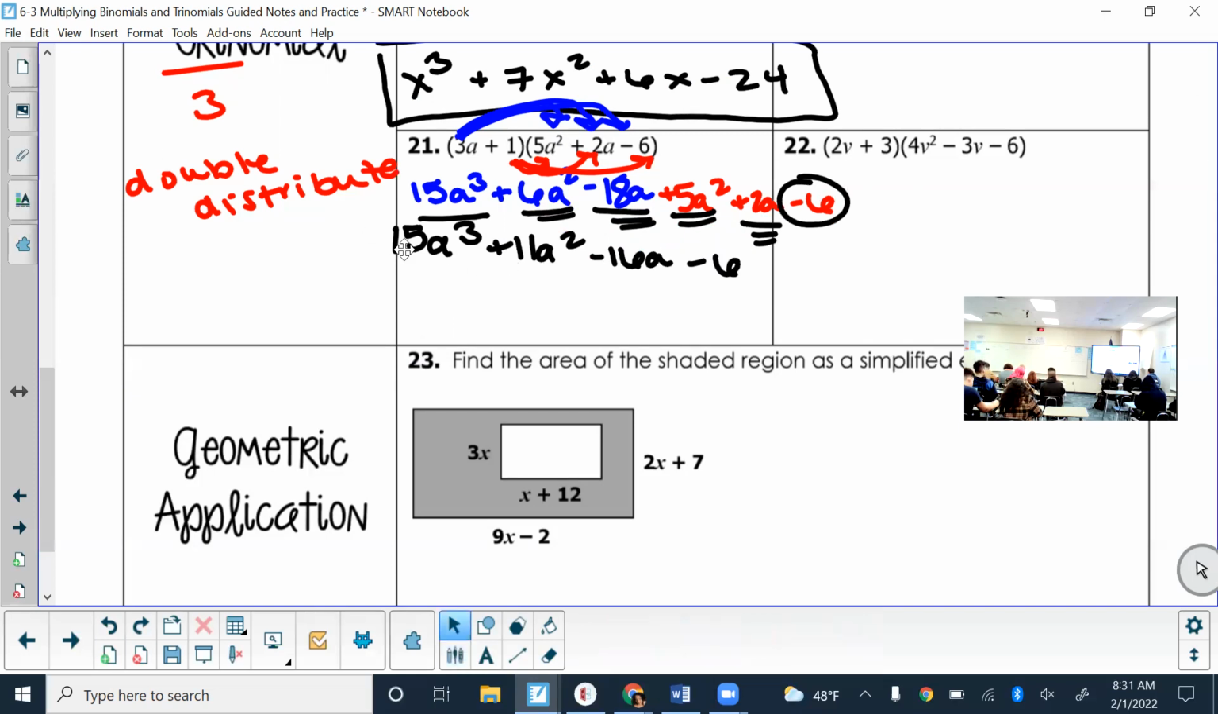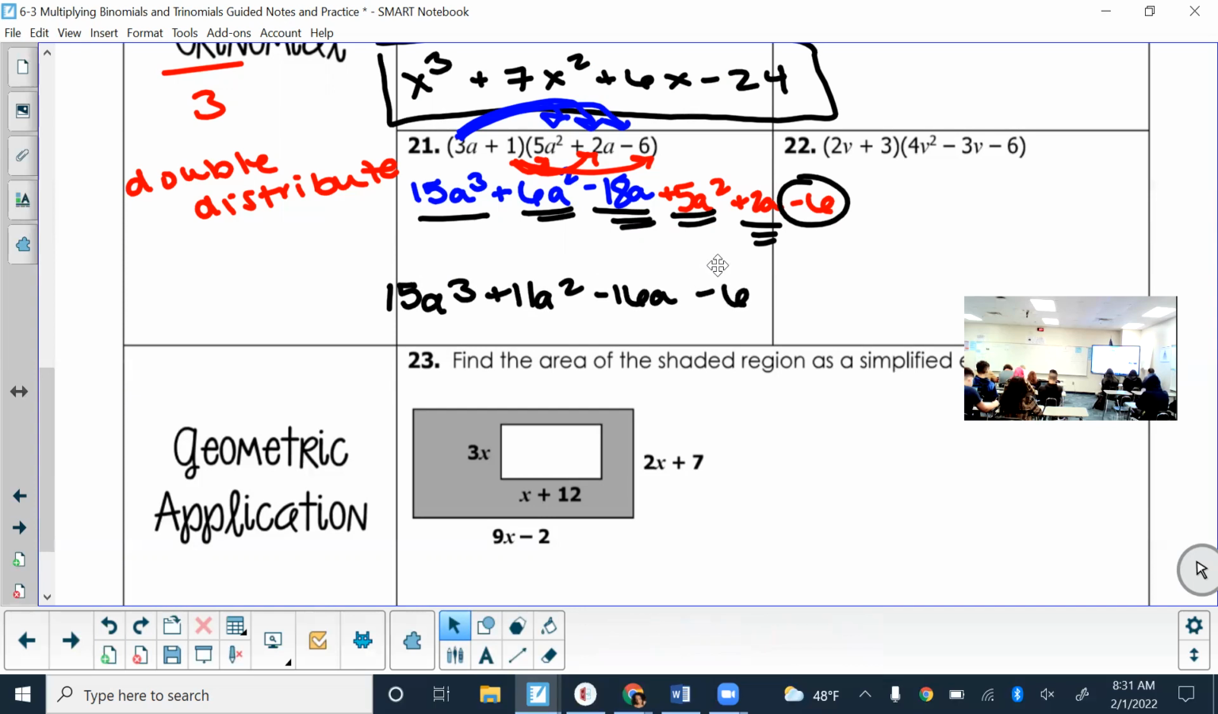All right, so I'm going to bring this down here. So all like terms are combined. Our answer is in standard form, so we can box this up. That's our final answer.